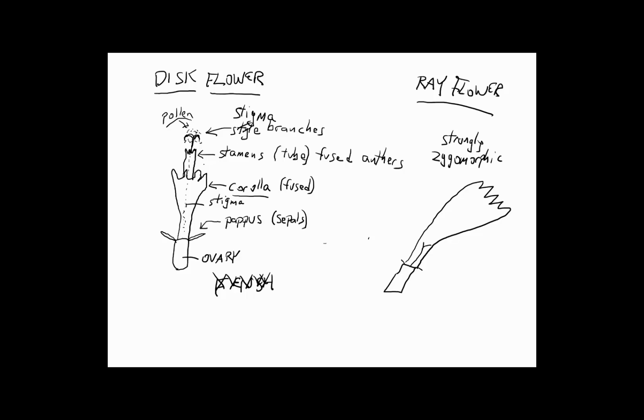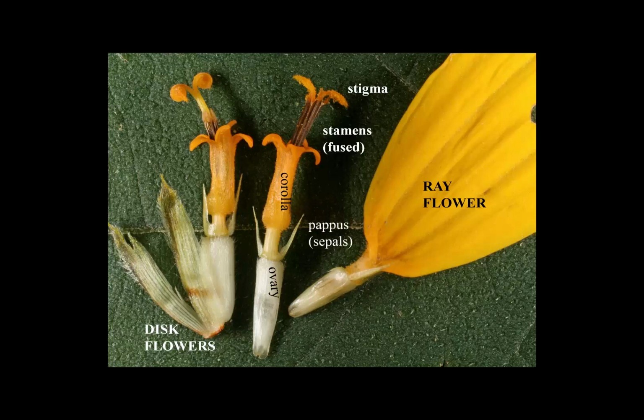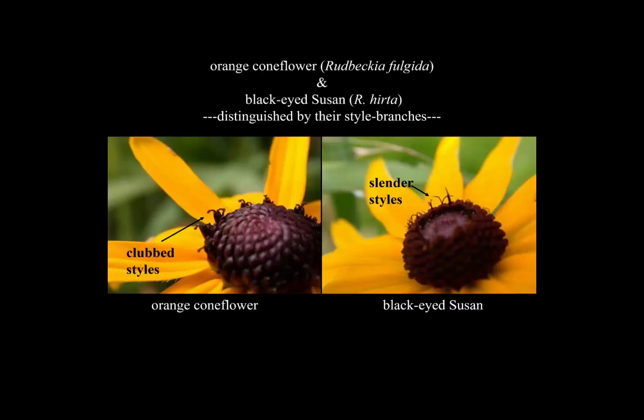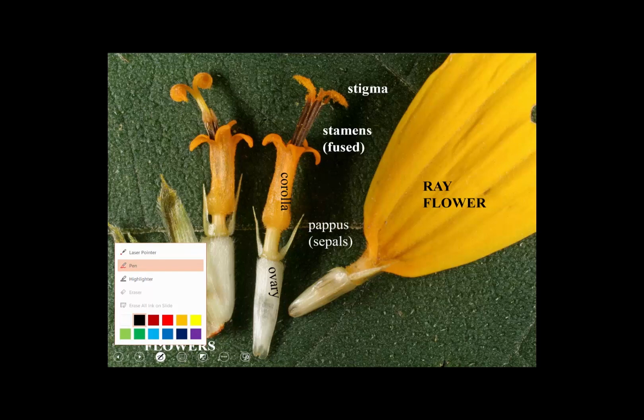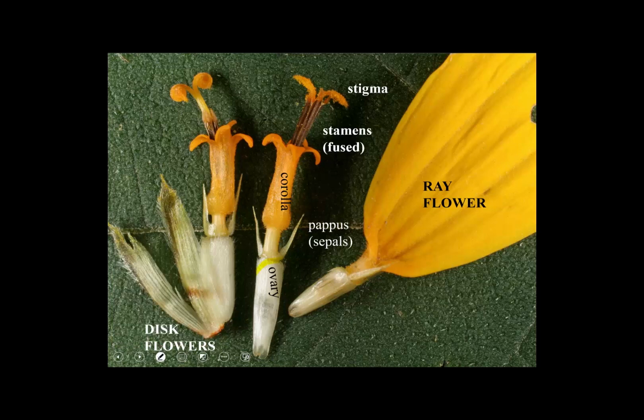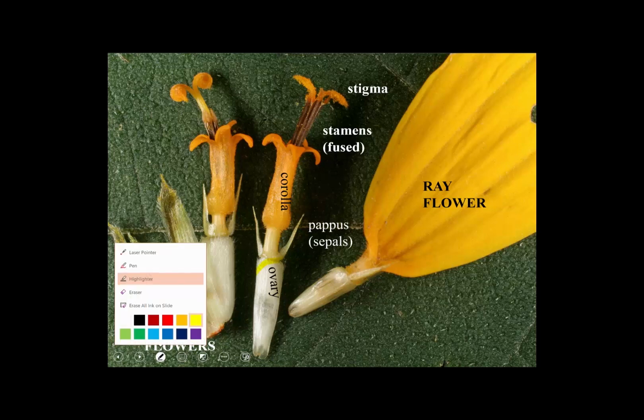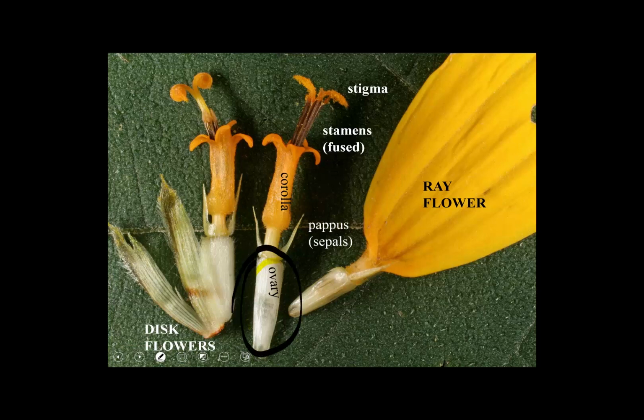But, do you have any pictures? Turns out I do. So this is a sunflower. And here we have down at the bottom the ovary. Here we have down at the bottom the ovary, and attached at the top of it is the modified sepals. It's called the pappus. Look at the corolla.